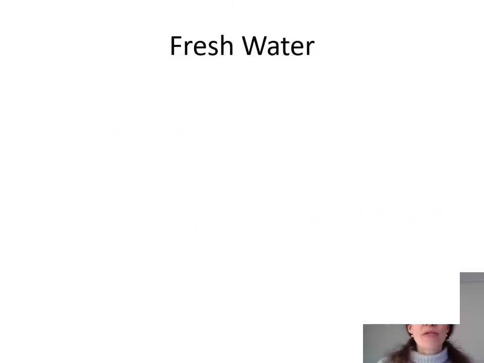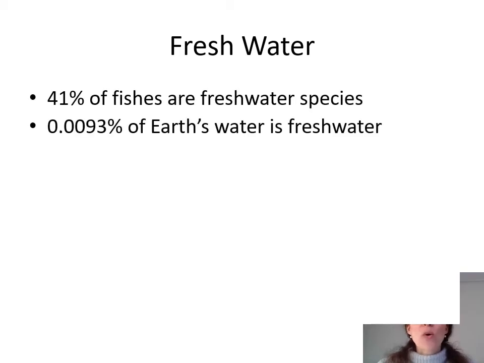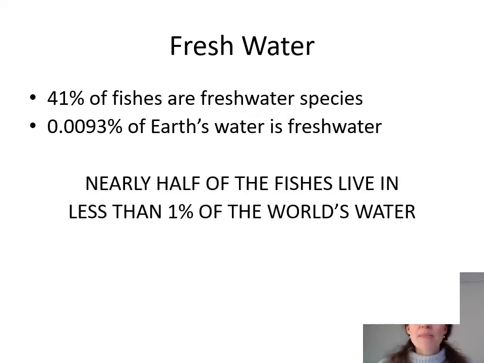So to start with, freshwater. What exactly is freshwater? It's the water that doesn't have any salt in it, right? About 41% of our fishes are freshwater species. That's close to half. That's a lot of fishes. But only 0.0093% of the Earth's water is actually freshwater. This means that nearly half of the fishes that we have live in less than 1% of the world's water, which is kind of amazing when you think about it.